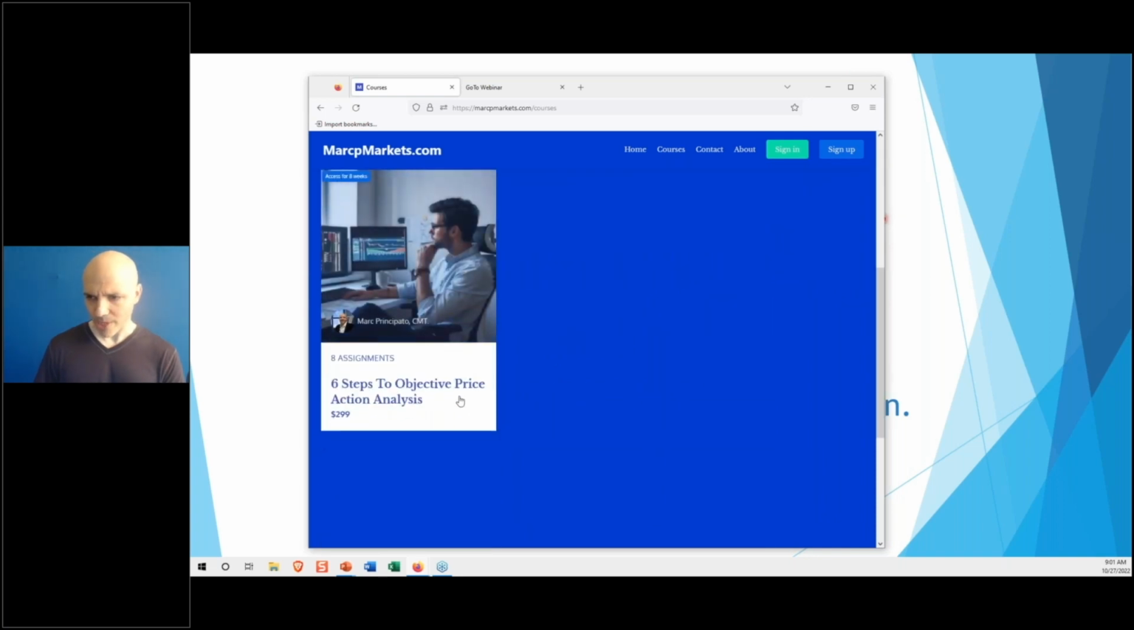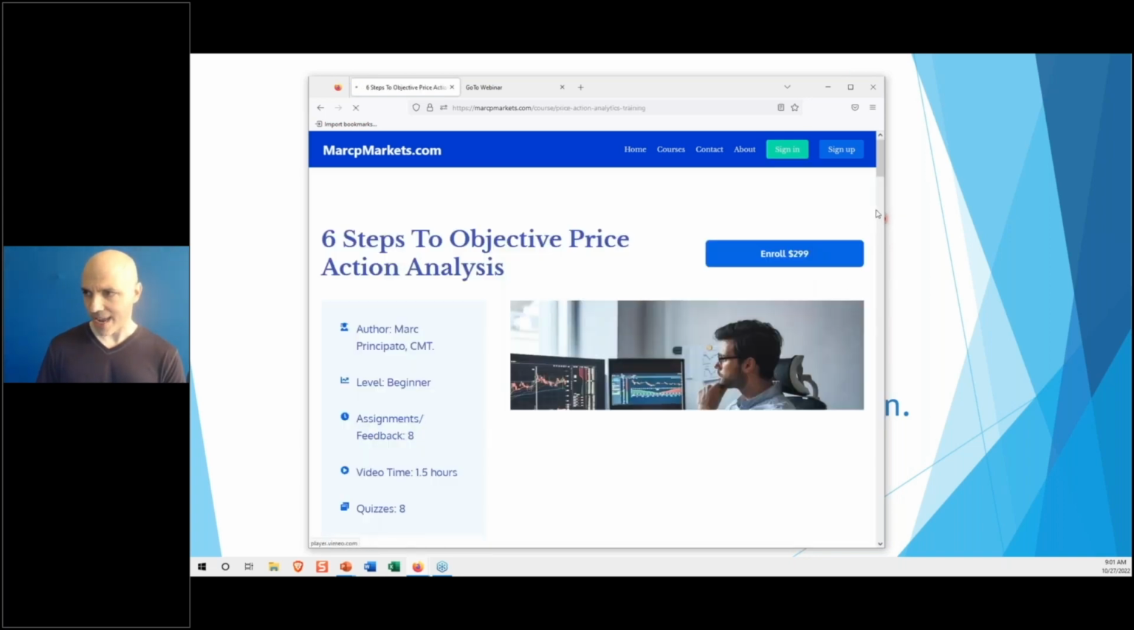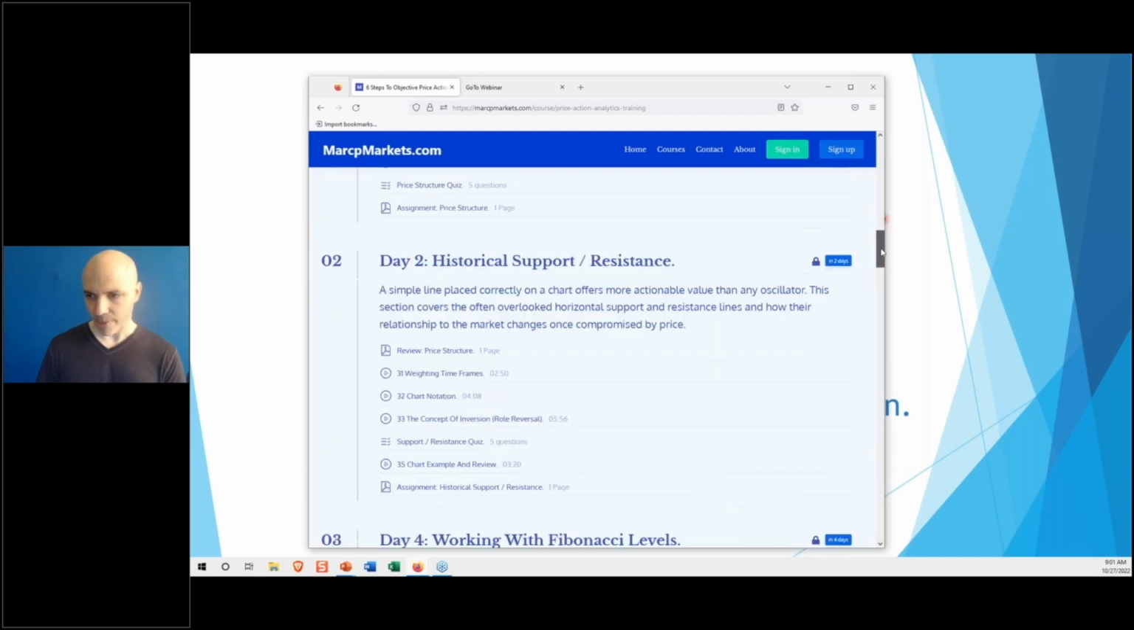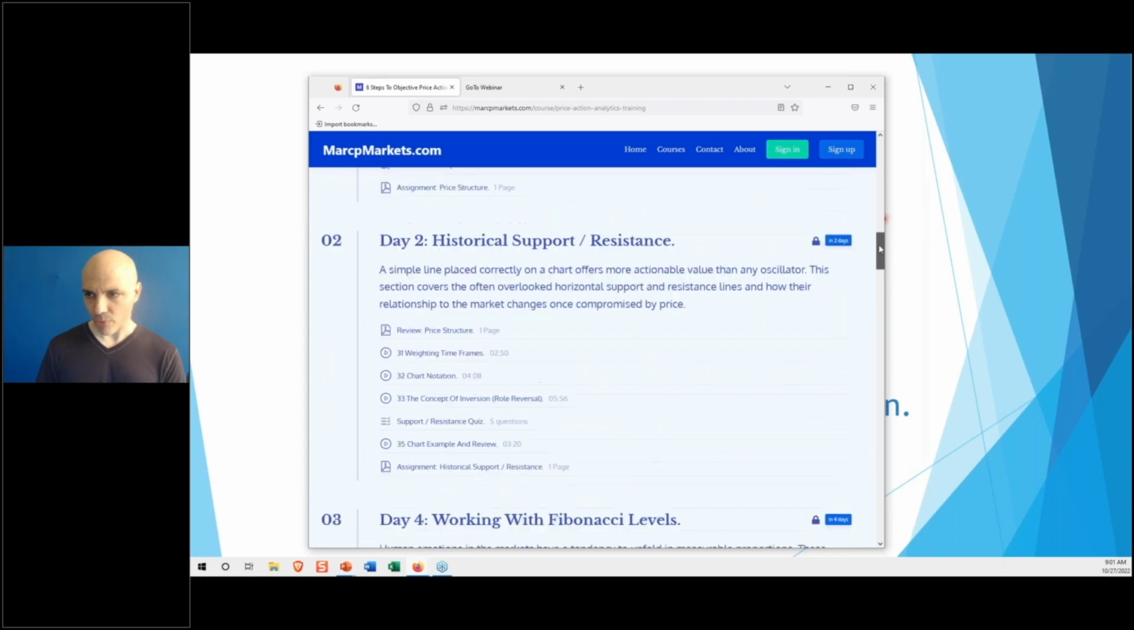Okay, 6 steps to objective price action analysis. If you click on that, it takes you to this page here and it shows you the curriculum. Okay, this is the curriculum. And I want to point this out real quick.